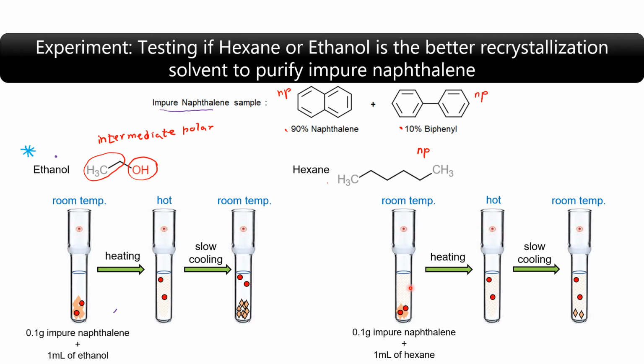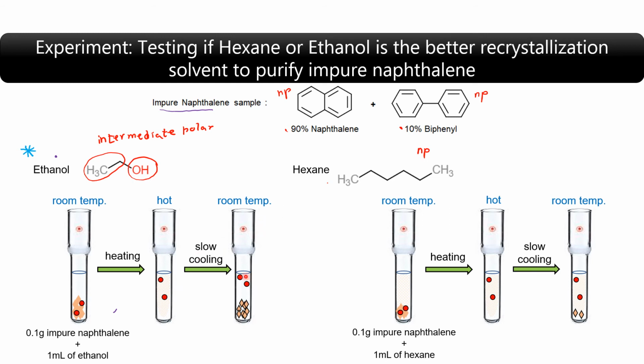And for the naphthalene in hexane, we would already see some of the crystals are soluble even at room temperature because naphthalene and hexane are both nonpolar. When we heat these solutions, when we supply energy, naphthalene is forced to interact with ethanol and become soluble, and these impurities will be released to the solution. And the same happens when we heat hexane.